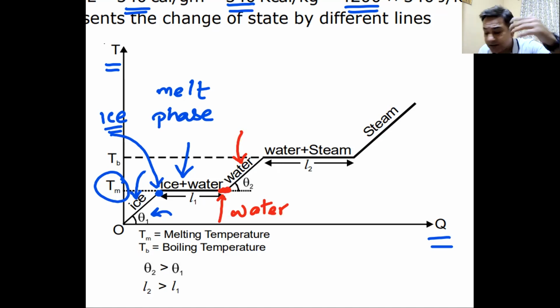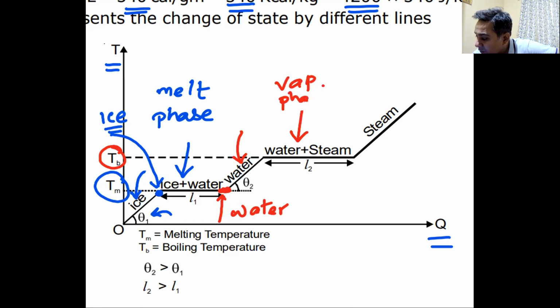If I heat it, at some point it will reach its boiling point, which is 100 degrees Celsius. This is the phase where we define it. This is the vaporization phase, where water is getting converted into vapor. I hope you understand this. Yes or no? Raise hands, it will give you more confidence. Great. At this point, it is again pure water.